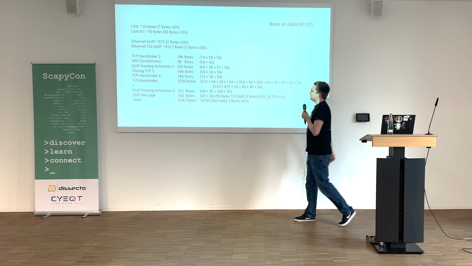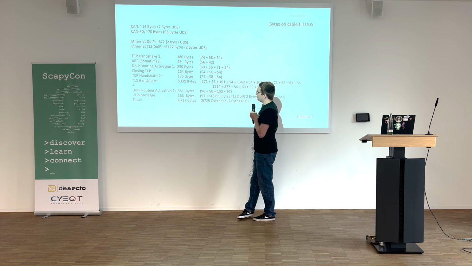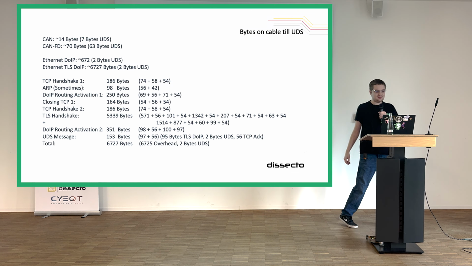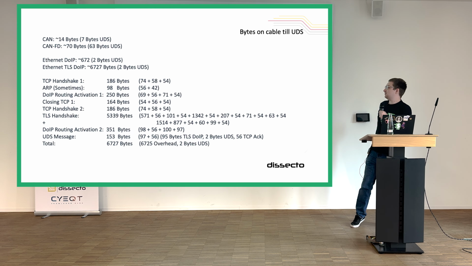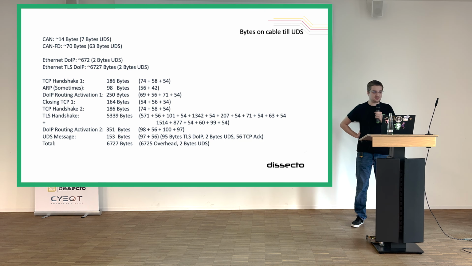Why? We need to do a TCP handshake. Sometimes we need to do ARP. We need to do DoIP. And after that, we can send our UDS message. And so we actually took the bytes from a real ECU communication that's taken place.